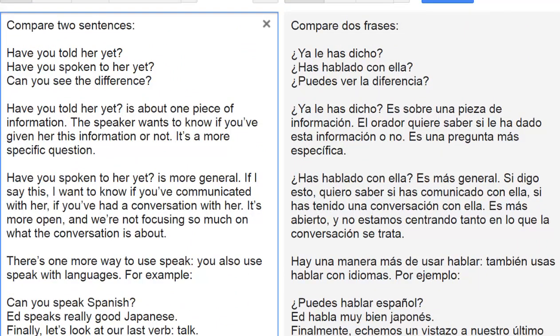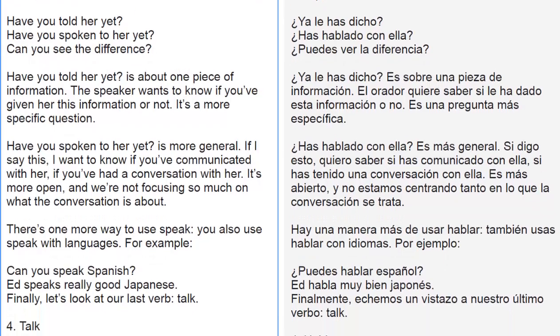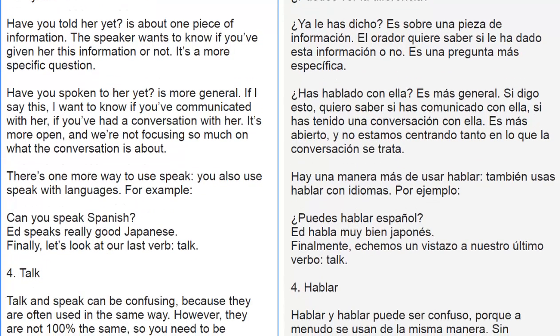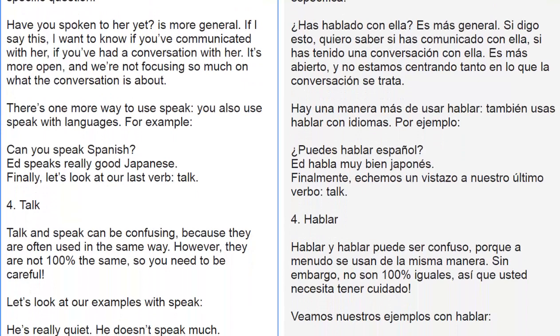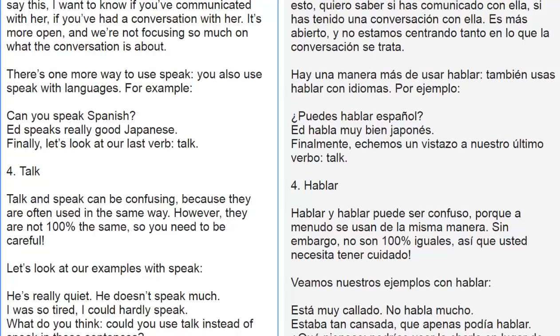Have you told her yet? It's about one piece of information. The speaker wants to know if you've given her this information or not. It's a more specific question. Have you spoken to her yet is more general. If I say this, I want to know if you've communicated with her, if you've had a conversation with her. It's more open, and we're not focusing so much on what the conversation is about.